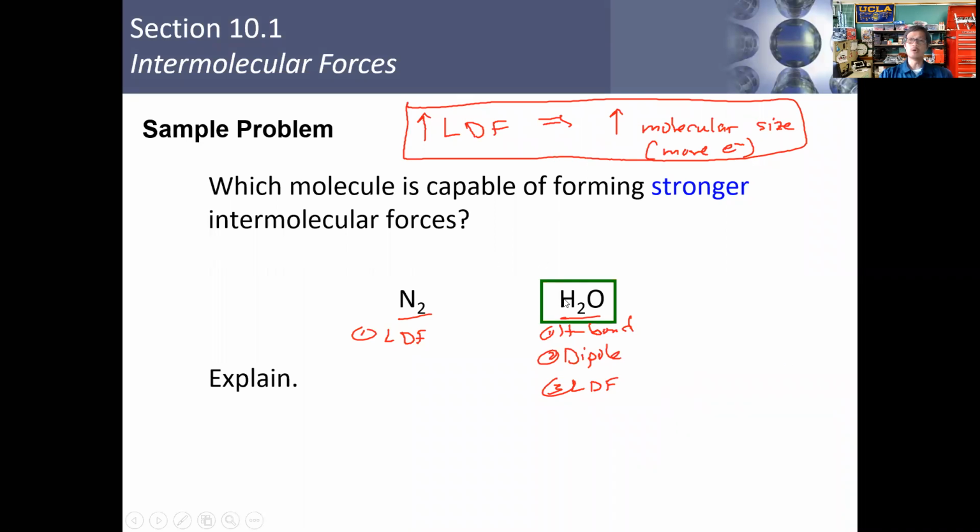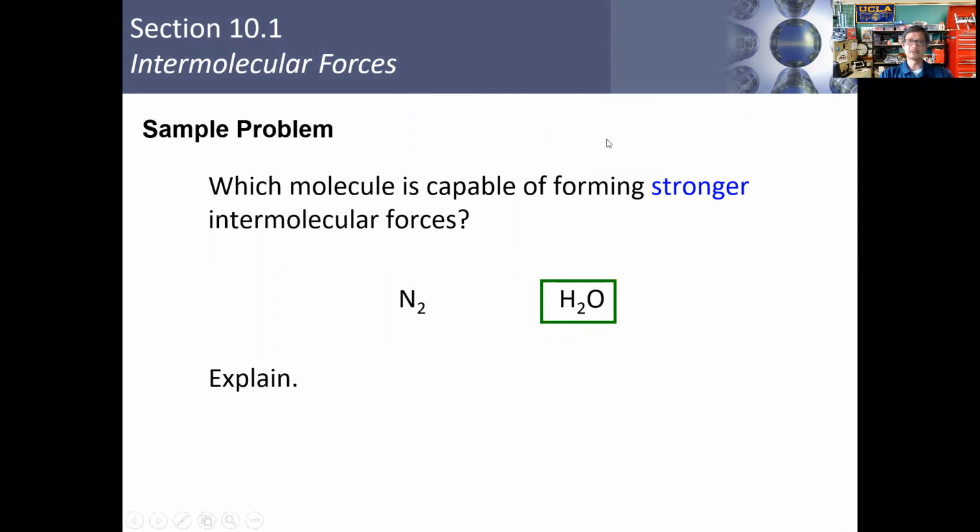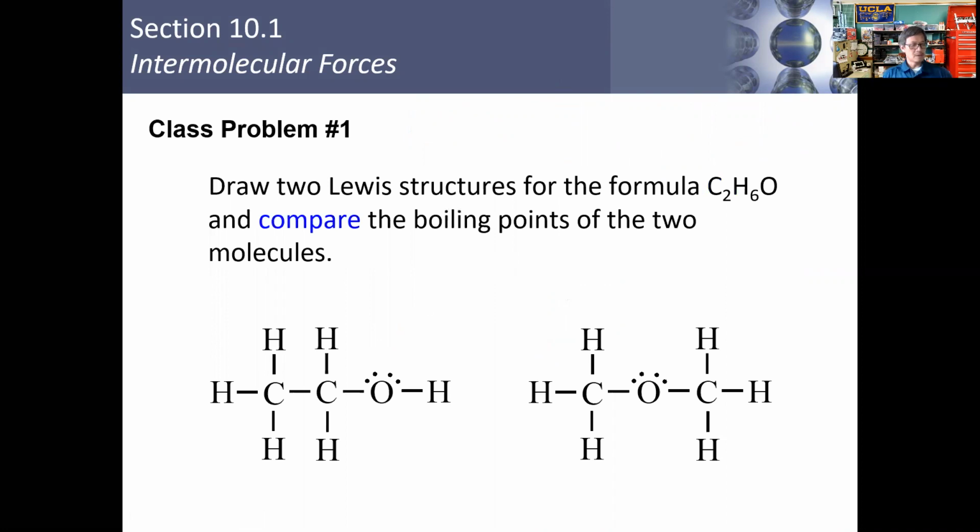So we can expect then water to have a higher boiling point than liquid nitrogen. We should expect it to have a higher melting point than liquid nitrogen, and it does. So those are some of the things that we can confirm about our answer here. That's the evidence that we can use to suggest then that water has stronger intermolecular forces than nitrogen. All right.